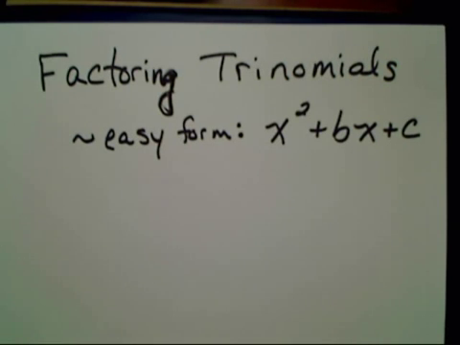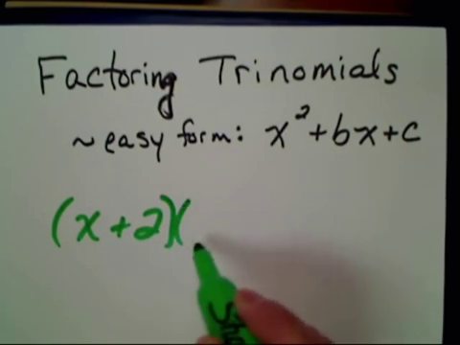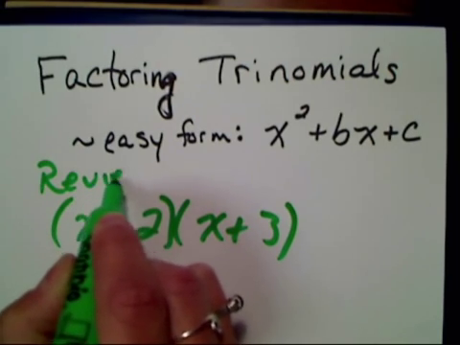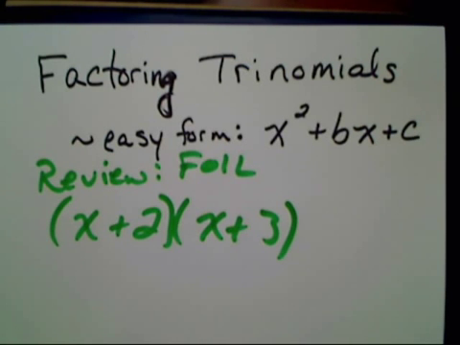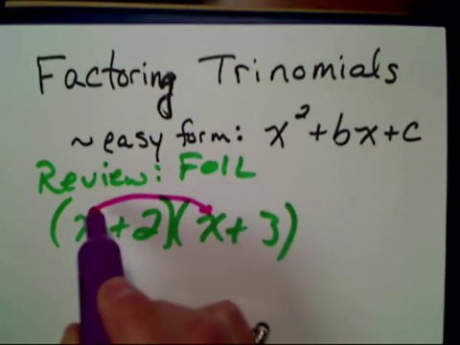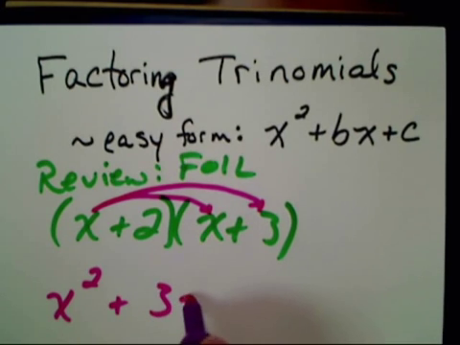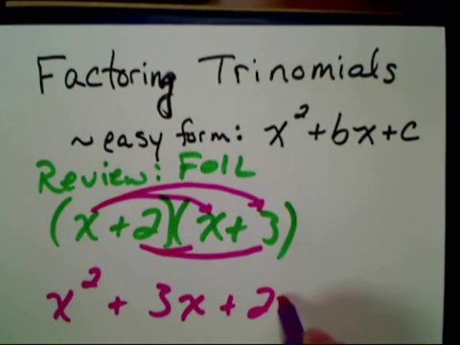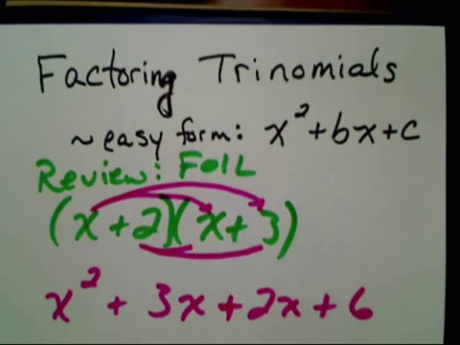So last week when we FOILed, we had something like x plus 2 times x plus 3. This is our review of FOIL. And in order to simplify that, you took your first term and you distributed it through versus outside. Gave us x squared plus 3x. Then the inside and the last, plus 2x plus 6. Separating all of our terms nicely with our plus signs.